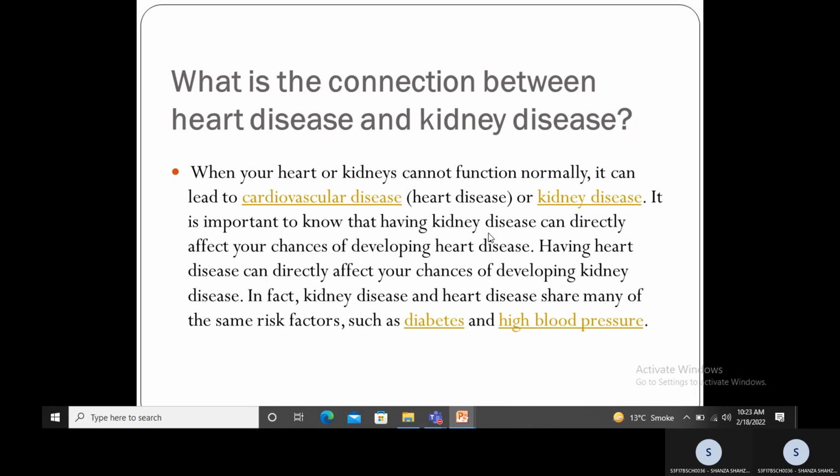In fact, kidney disease and heart disease share many of the same risk factors, such as diabetes and high blood pressure. The risk factors are diabetes and high blood pressure. These are the cause of kidney and heart diseases.